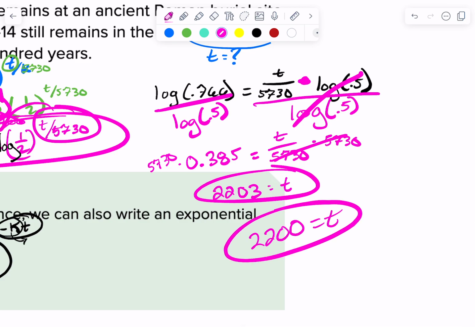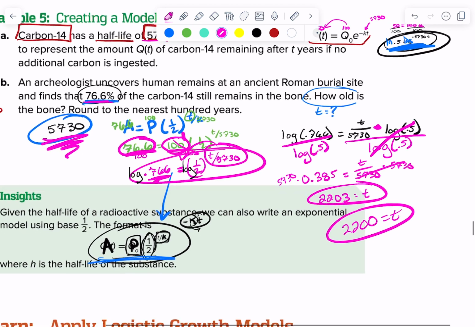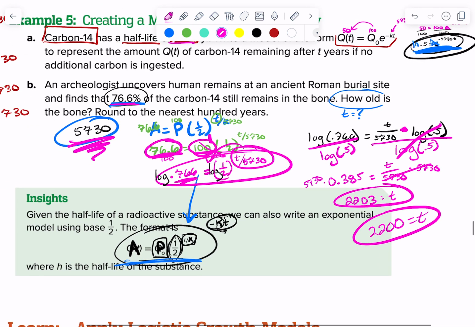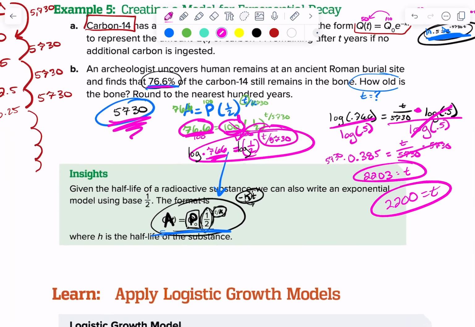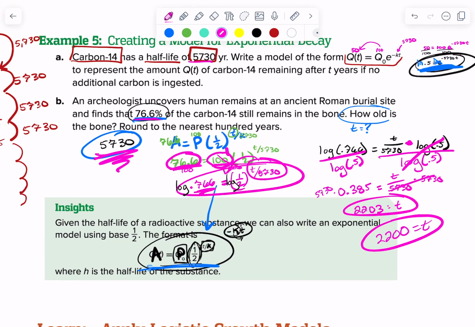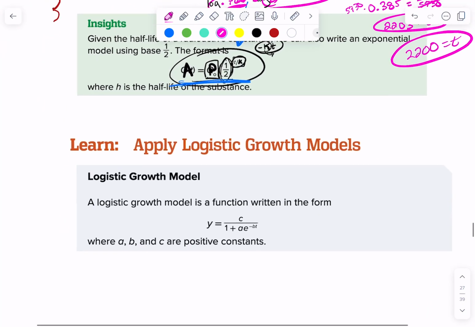Is that what we guesstimated? Yep. We said it couldn't be 5730 years because it hasn't yet split in half, right? So do some of that guesstimating beforehand so that when you get an answer at the end, you can ask, is that even right? Yeah, that's right, 2200 years. I just changed it to log and then divided or multiplied by 5730. Yeah, that's fine. That works just the same.